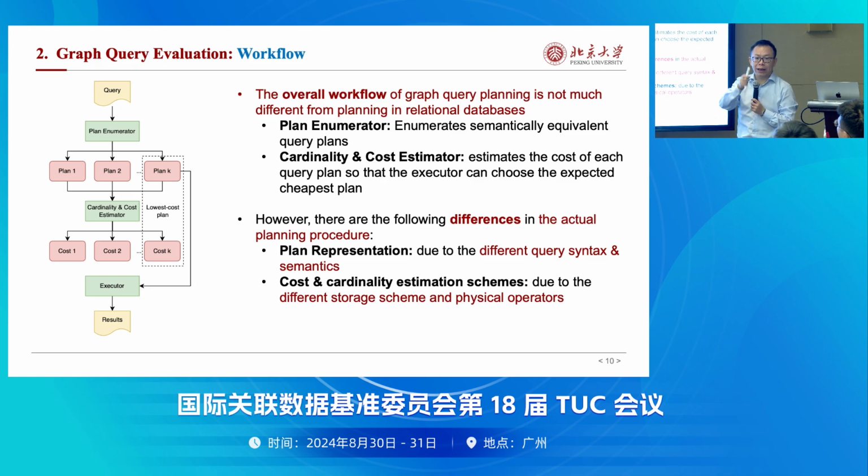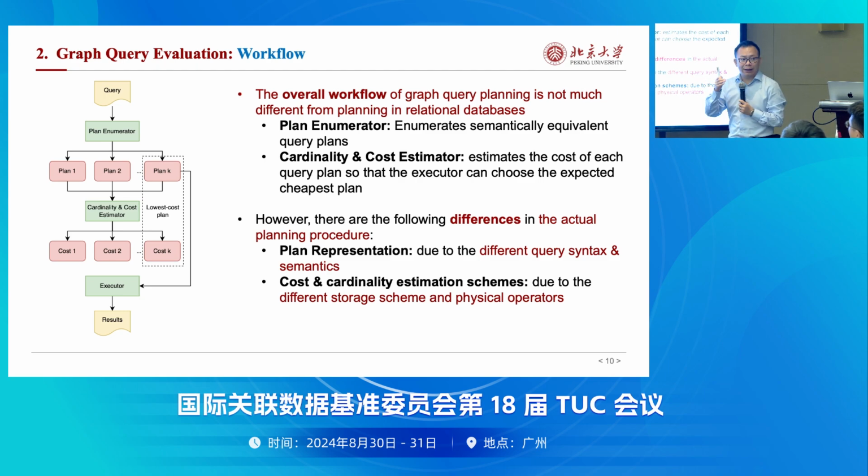It means, given a graph query, you should enumerate different kinds of graph plans to represent how to do the query. But for each plan, we also need a cardinality and cost estimator to estimate the cost for this plan. That is not the same as in the traditional RDBMS relational database. The challenge here is how to represent the graph query, which is different from traditional relational queries.